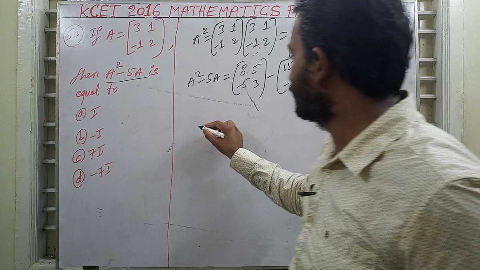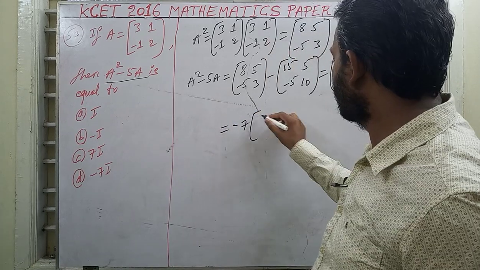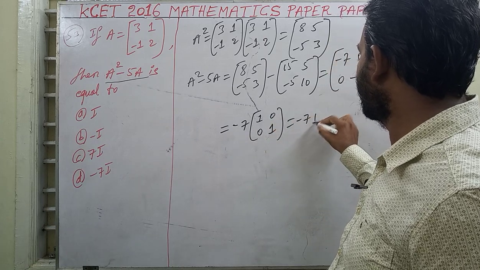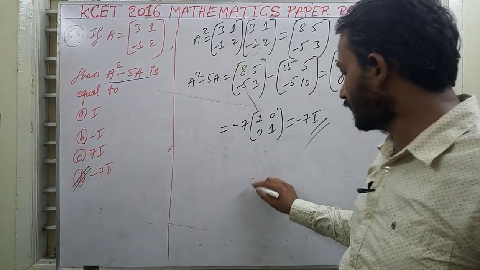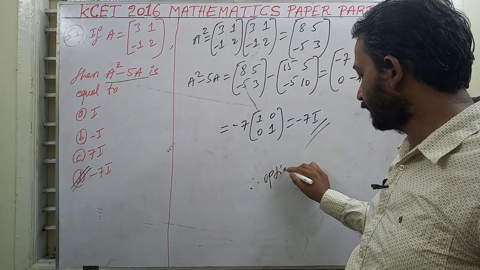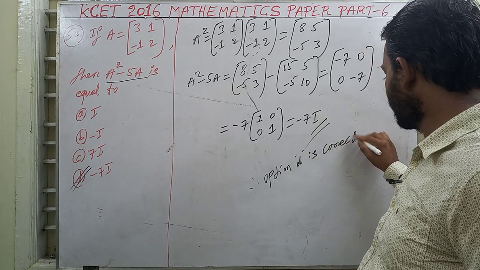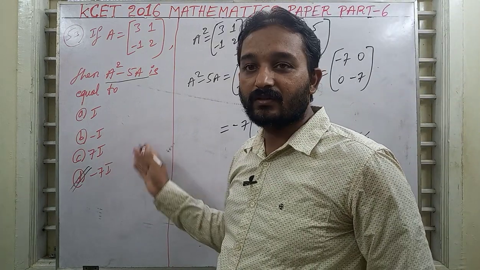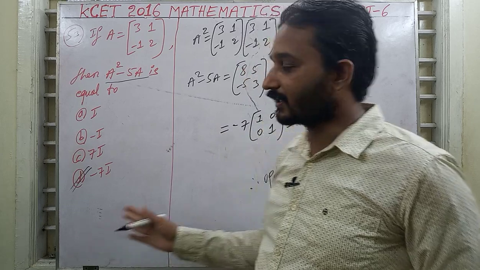So in this case we take minus 7 outside as the common term, remaining 1 0 0 1. This becomes minus 7 times the identity matrix I. Minus 7 I is the answer. Option D is correct. So easy problem. All the students can attend this question because they have already solved this type of question in the NCERT textbook easily. Okay, so take down.